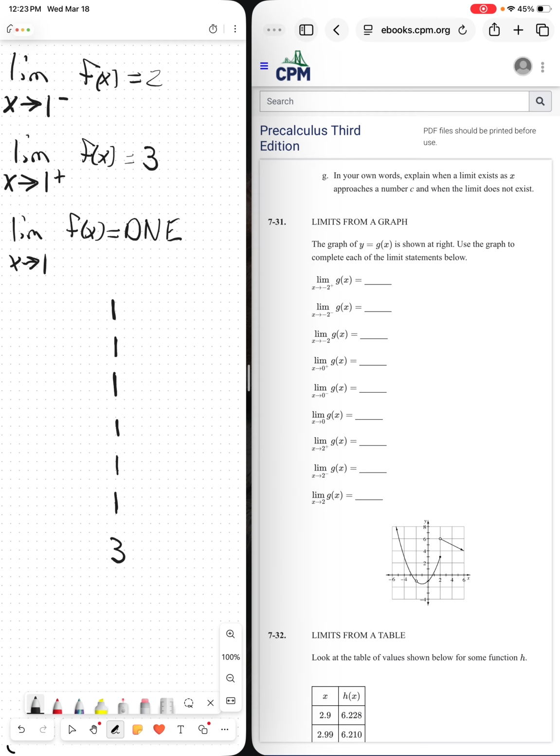2 from the right is 6. So because they're not the same, the general limit does not exist.